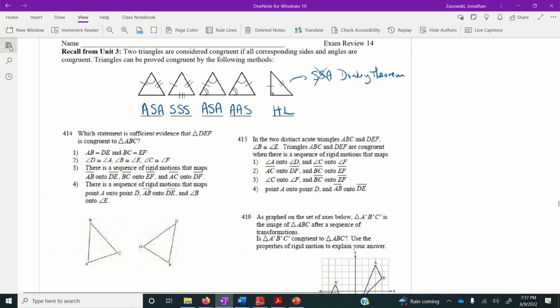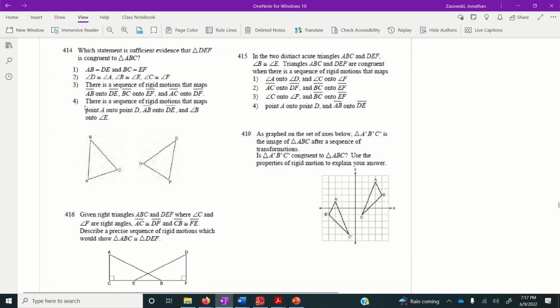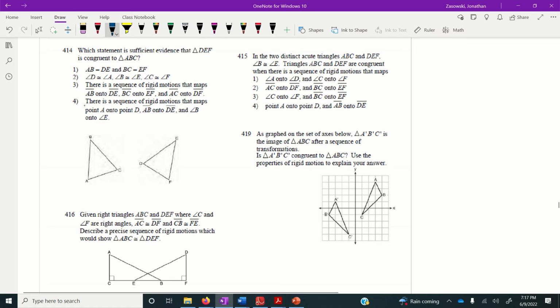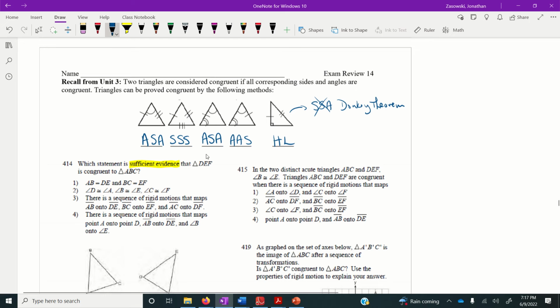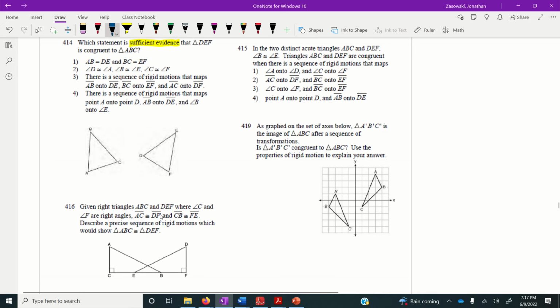So we take a look at number 414, which is asking for sufficient evidence. Make sure you're reading carefully here. Sometimes it'll say which is not. Here we're looking for what is sufficient. If you look at what we have, we go kind of question by question. We just have two sides here, and the three theorems we've been using don't have two sides only. They need two sides and an angle. Number one is going to be out.